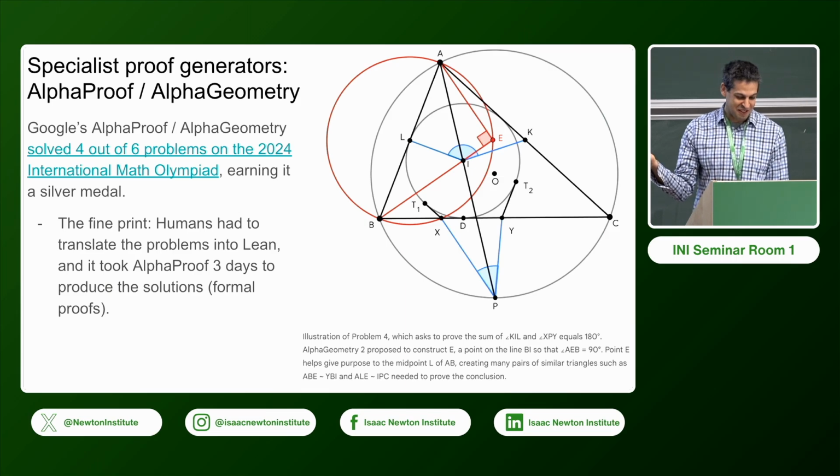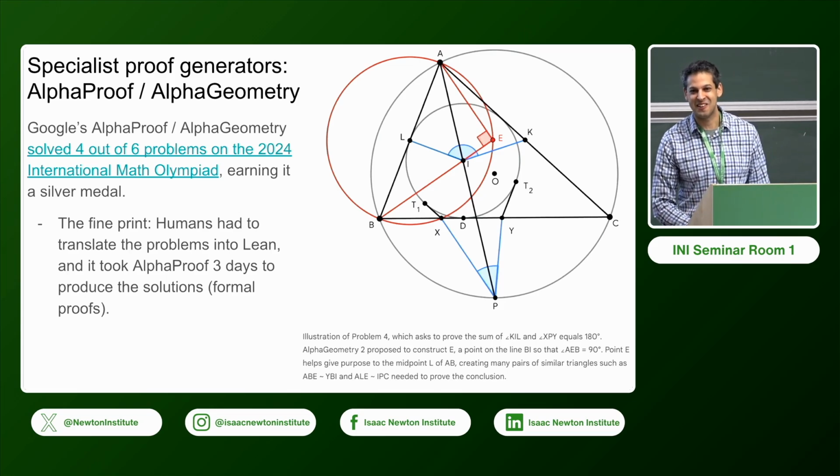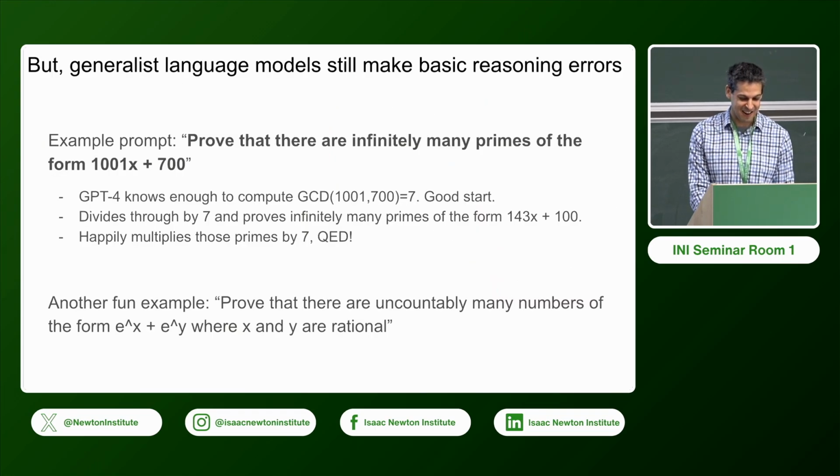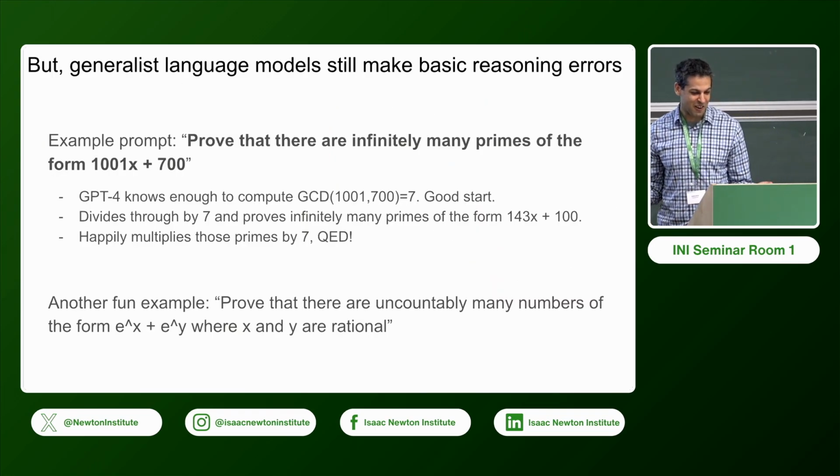This particular problem it solved quickly, but some of the problems it took AlphaProof 3 days to produce the solutions. And IMO contestants, human contestants, aren't given 3 days. So, there's some asterisks here, but still, it seems like progress.